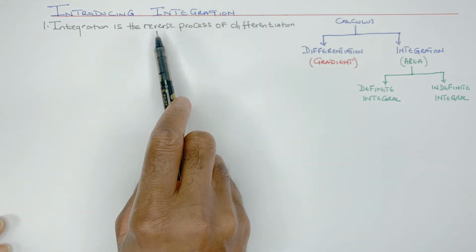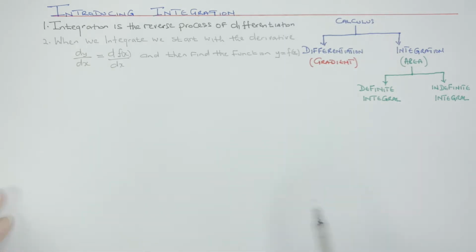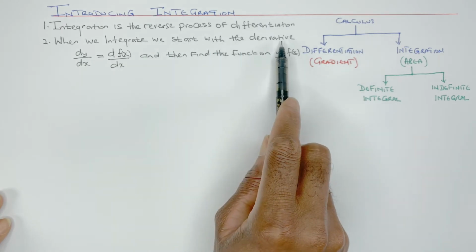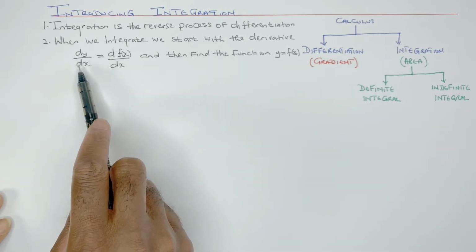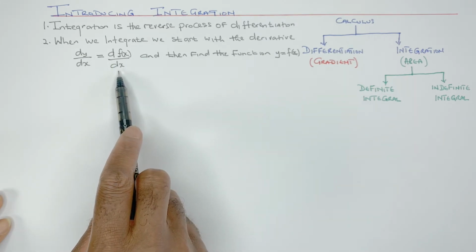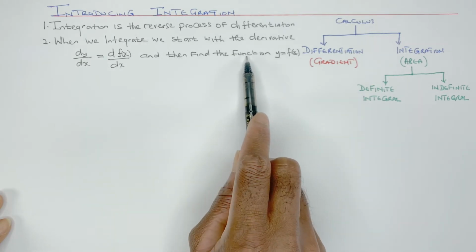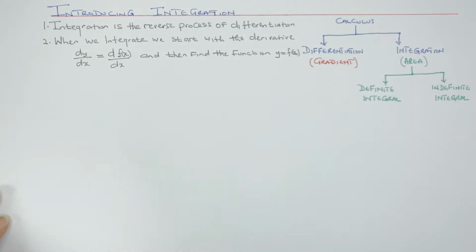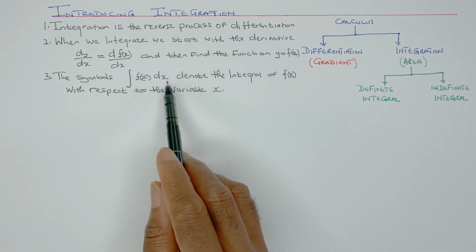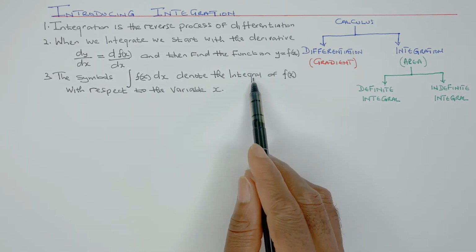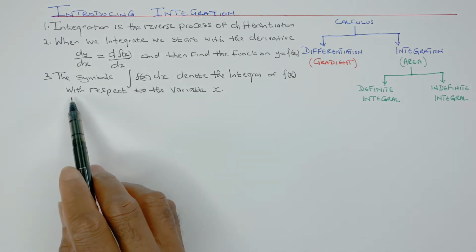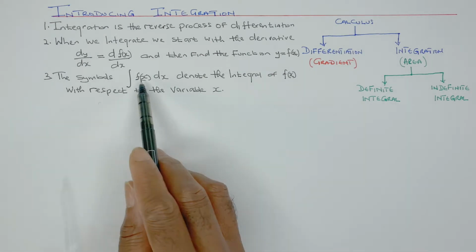Integration is the reverse process of differentiation. When we integrate, we start with the derivative, and the derivative is the gradient, dy/dx, or f of x over dx, and then find the function y, which is f of x. The symbol ∫ f(x) dx denotes the integral of f of x with respect to the variable x.